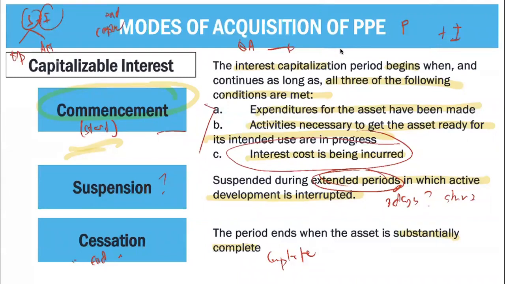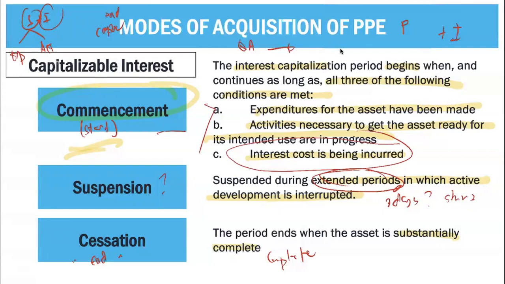Therefore, guys, PAS 23 is always connected to your creation of a particular asset. That's why we place PAS 23 in your modes of acquisition of property, plant, and equipment. What is the mode here? You will create or self-construct an asset. So in creating an asset, you incur interest.